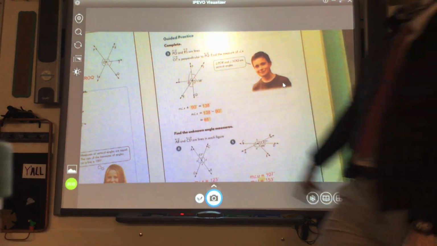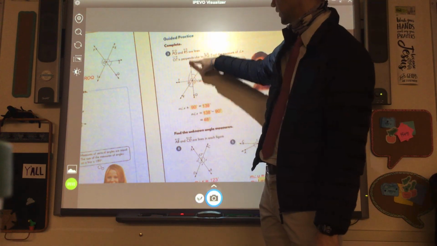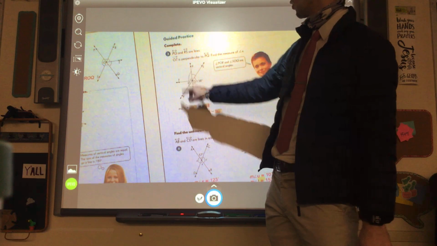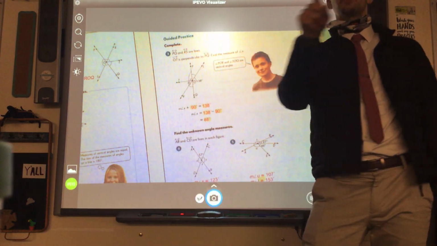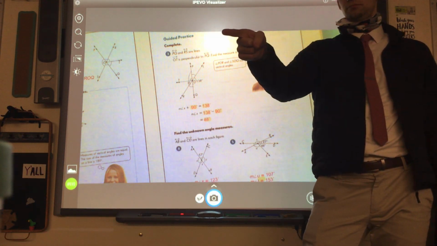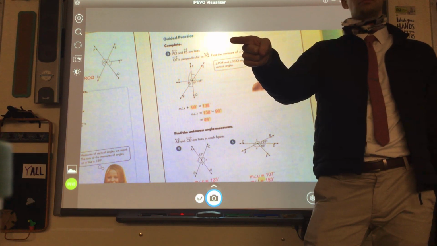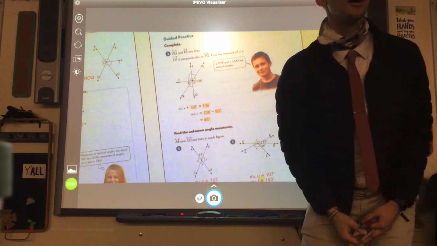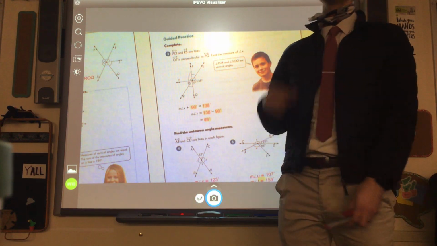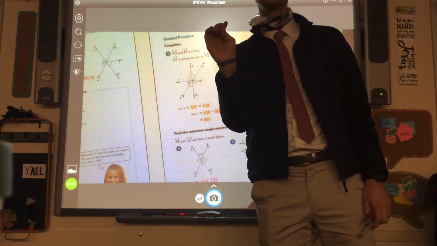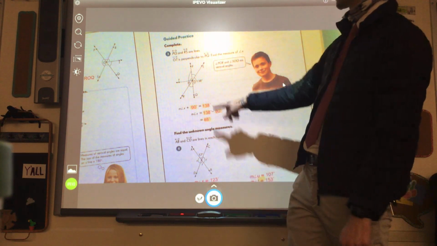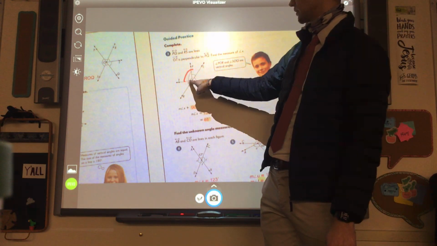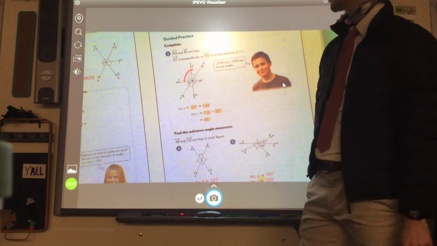Got to practice 3. PQ and RS are lines. OT is perpendicular. Perpendicular means it forms a right angle. Perpendicular means it forms a 90-degree angle, or right angle. So right here they're saying this is a 90-degree angle, which we can see.